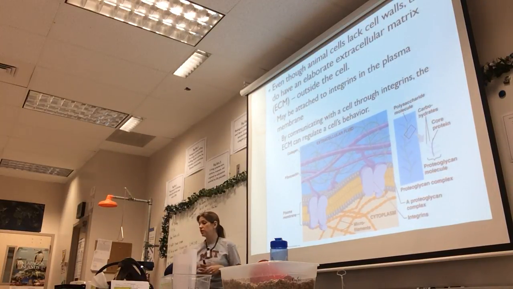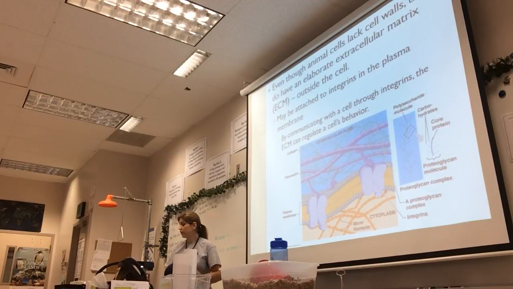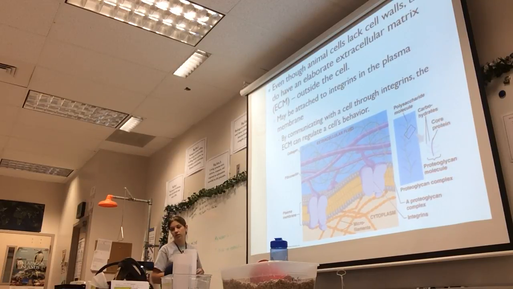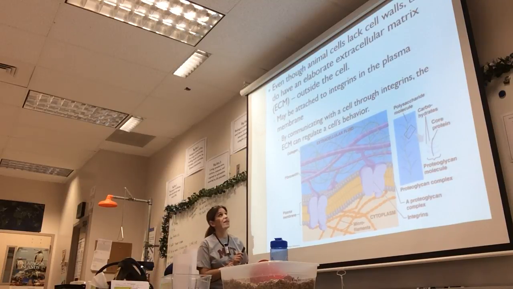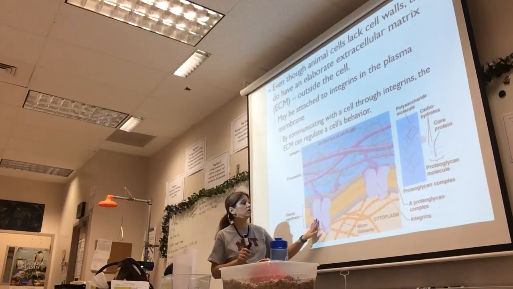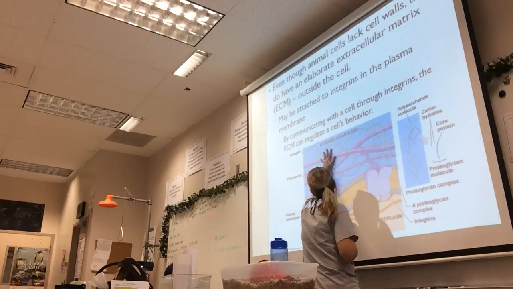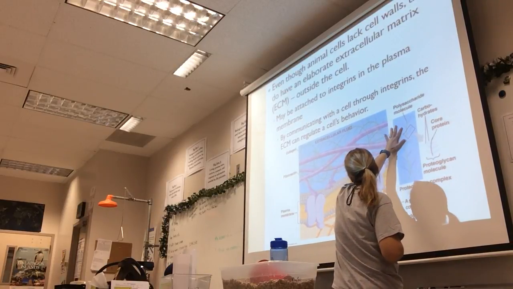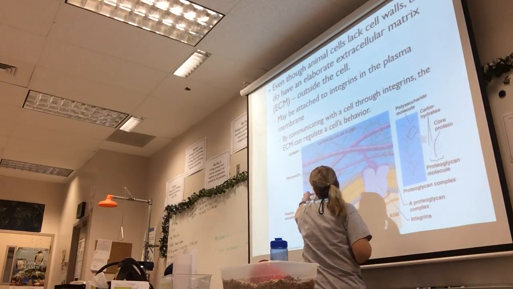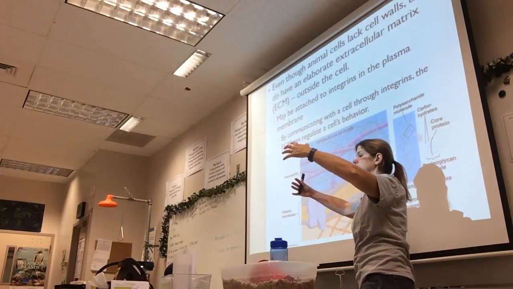Even though animal cells don't have cell walls, they do have a pretty elaborate matrix called the extracellular matrix outside that cell. It can be attached to integrins in the plasma membrane. Here they are. Integrins are these proteins. And this whole thing out here is extracellular matrix, and extracellular fluid that literally holds it and pulls the cell out.